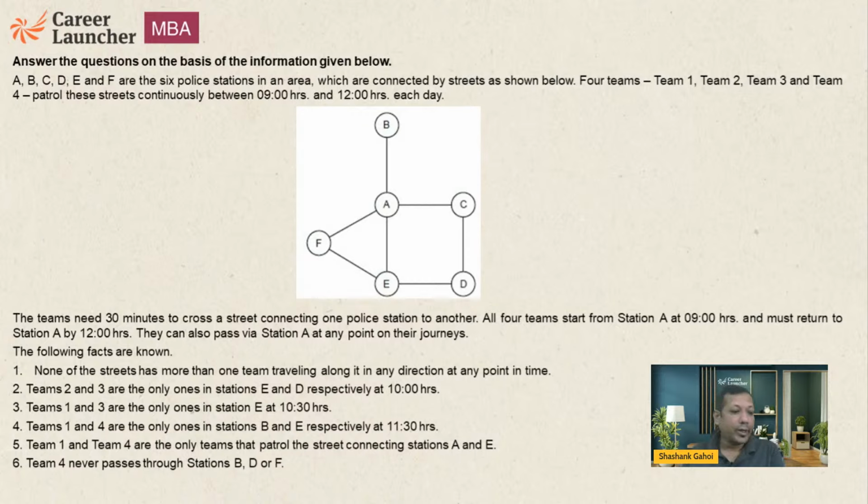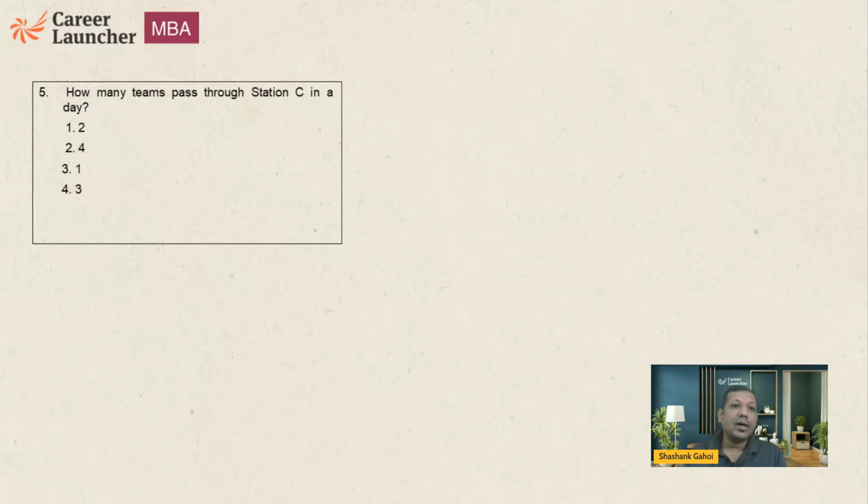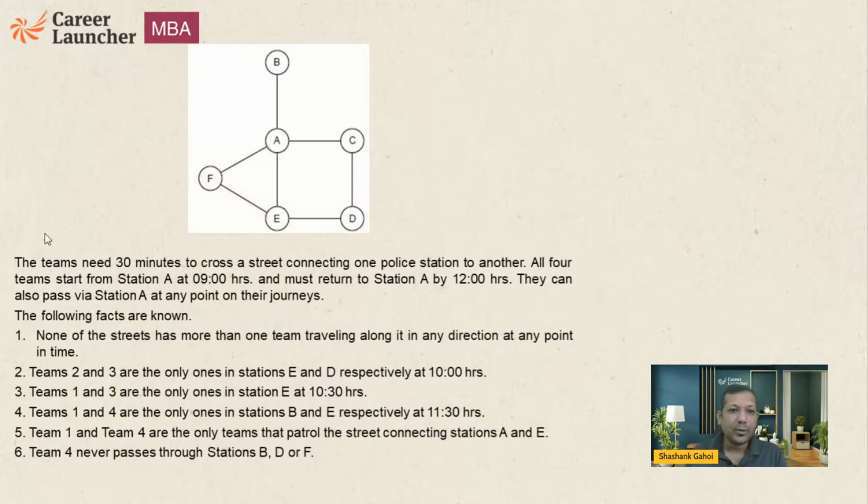Before you do anything, do one thing: read the questions before you pick up anything. First question: which of the following stations is visited the largest number of times? How many times do the teams pass through station B? Which team patrols the street connecting stations D and E at 10:15? How many times does team 4 pass through station E? How many teams pass through station C in a day? Okay, so basically, I don't think that is going to help us.